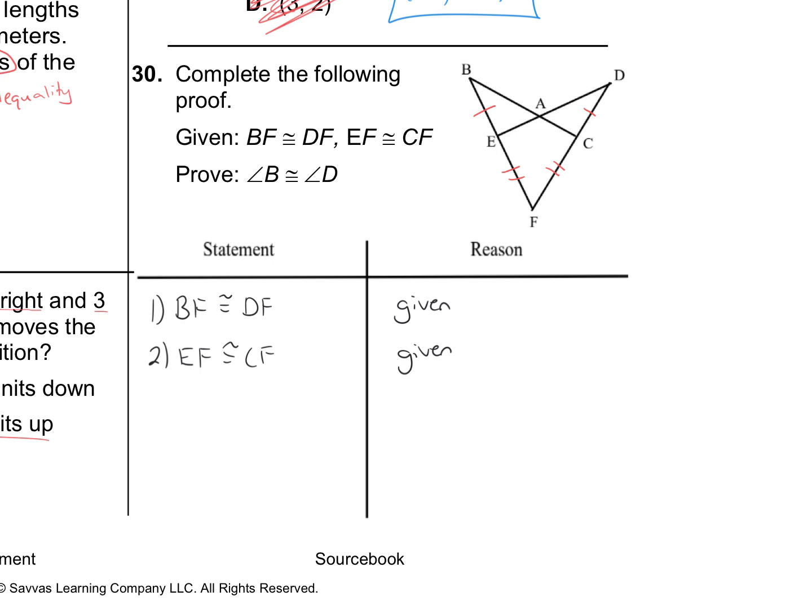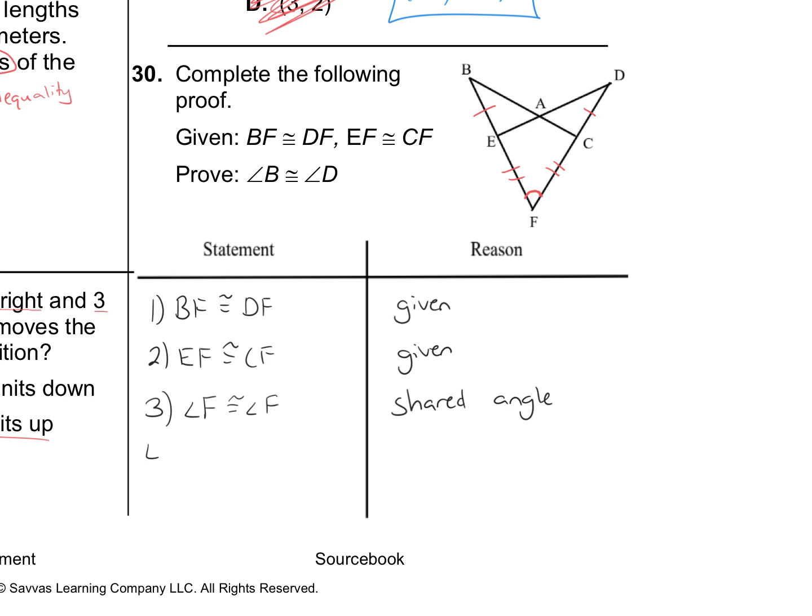Okay. What always comes after your givens? What they are shared by, what they overlap. What do they share? Angle F. It is angle F. Does everyone see that? Both triangles overlap at angle F. How do I write that in my proof? Angle F is congruent to angle F. Reason is shared angle.